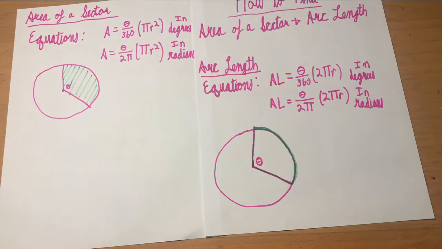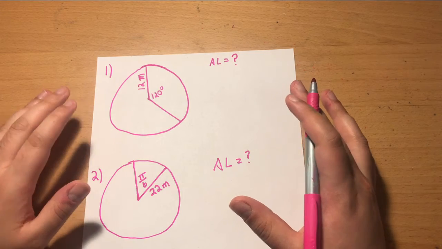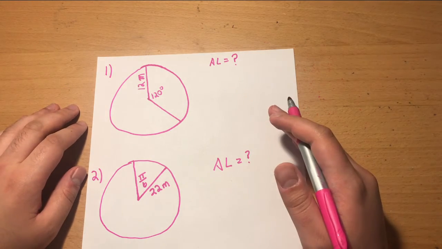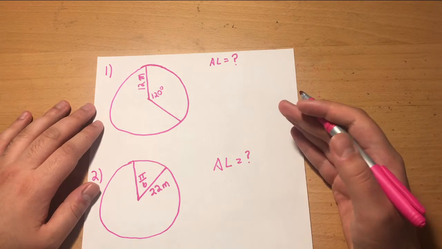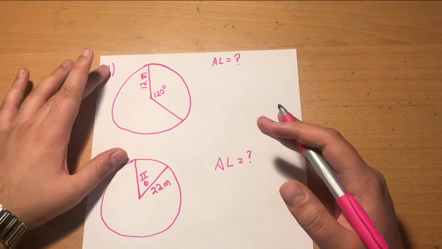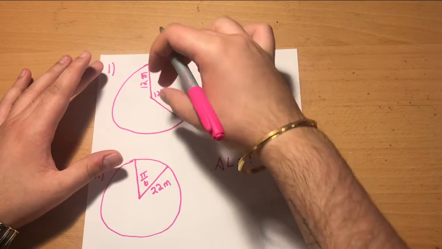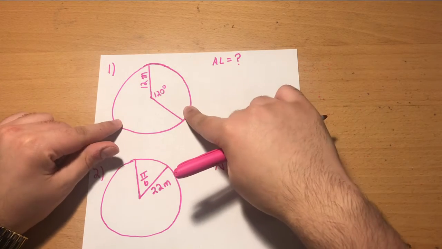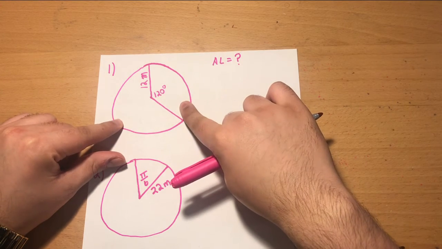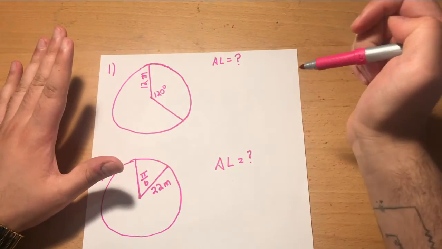Now, let's jump into some examples. So the first few examples I want to look at are those involving arc length. All right, and then after that, we'll go over those involving area of a sector. So this first problem, sometimes you'll be given a circle with the components labeled. Sometimes you'll just be given the measurements. Like this could have easily said theta equals 120 and radius equals 12 without even giving you the picture.